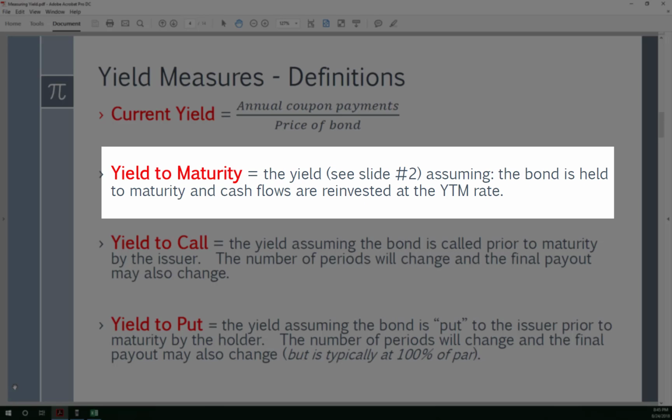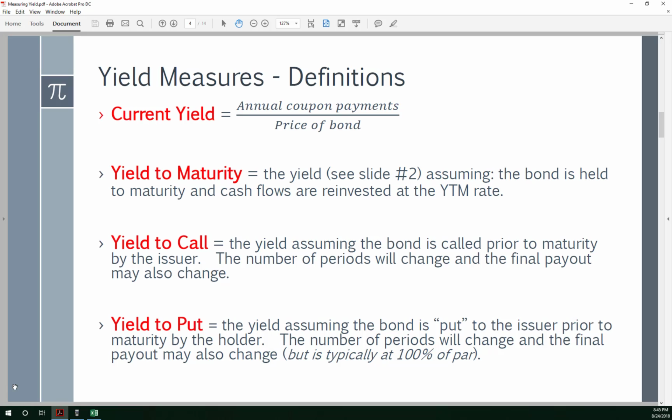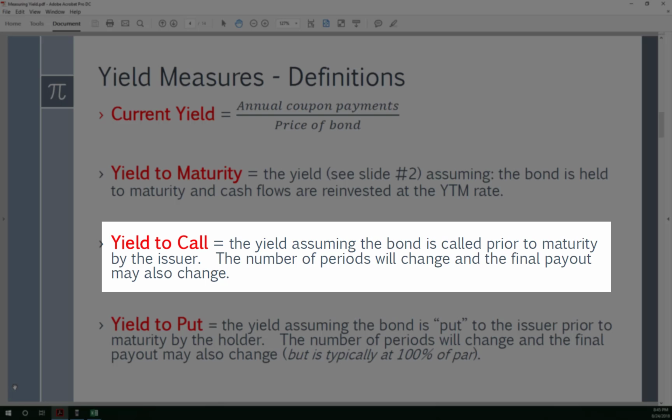The Y is the yield to maturity when we solve for that. The yield to maturity is going to be the yield assuming the bond is held to maturity and assuming the cash flows are reinvested at that yield to maturity rate, that same interest rate. So again, it's an internal rate of return that assumes you reinvest it at that IRR.